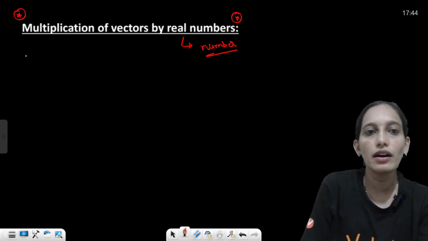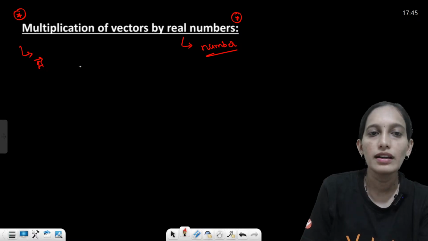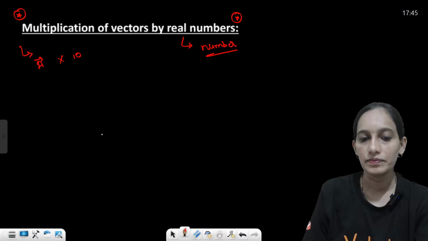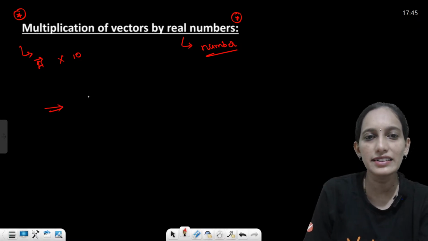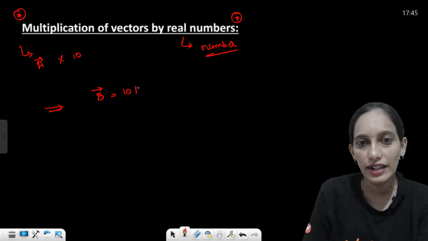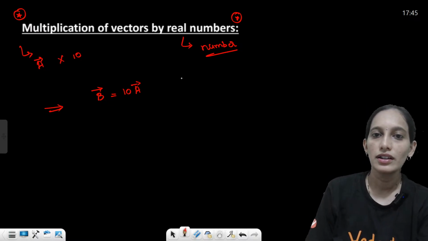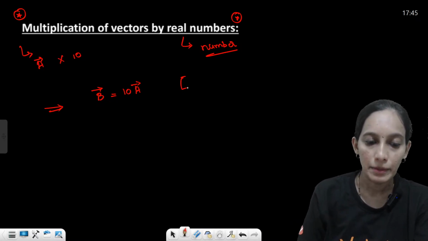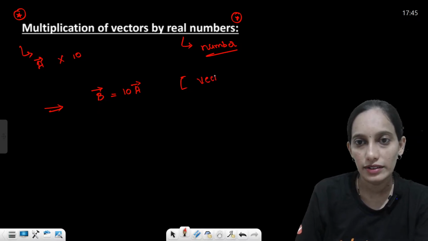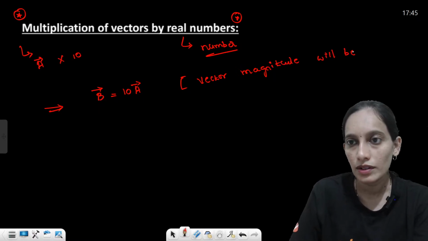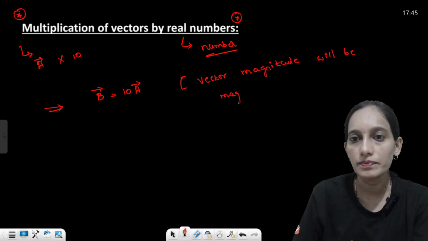We have a vector A, let me say I am multiplying it by something like 10. So now we will get some new vector, let me write it as B vector. So this is going to give me 10 times A vector. What happens here, the vector magnitude will be magnified.